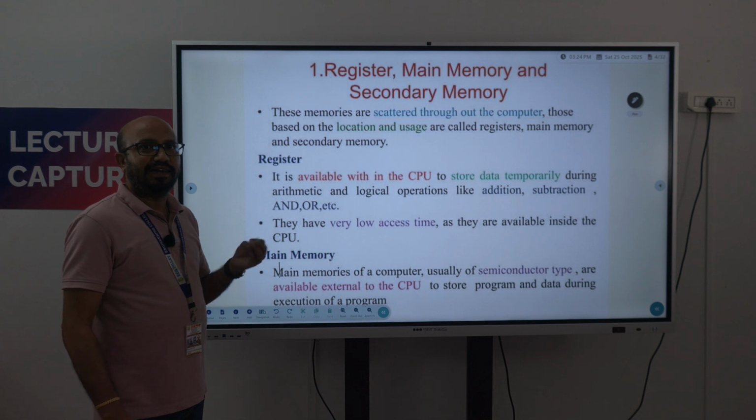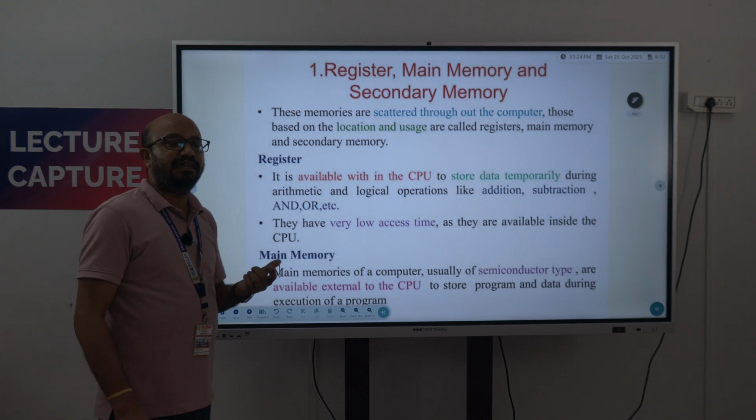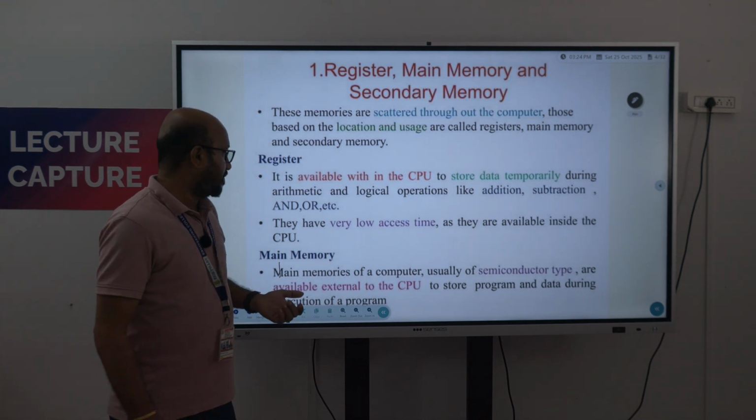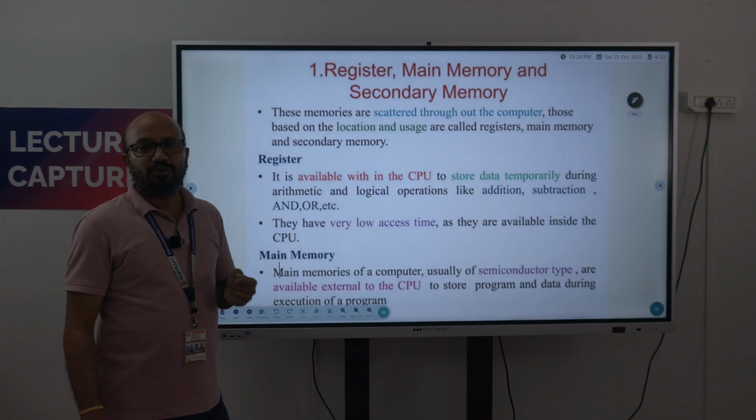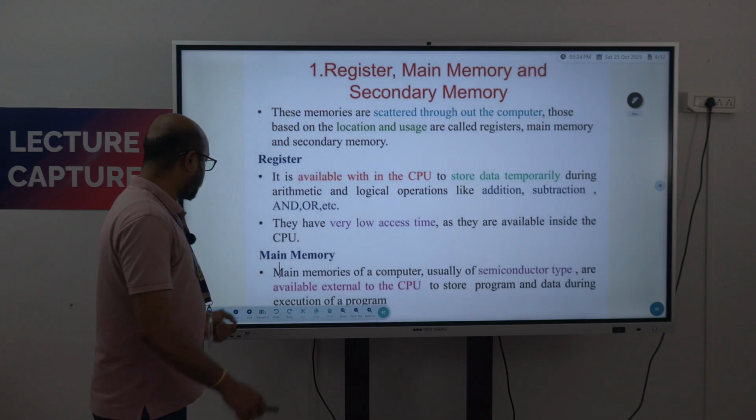Basically main memory is RAM and ROM. RAM is a chip based memory and ROM is nothing but an IC based memory. So these are the two different memories.